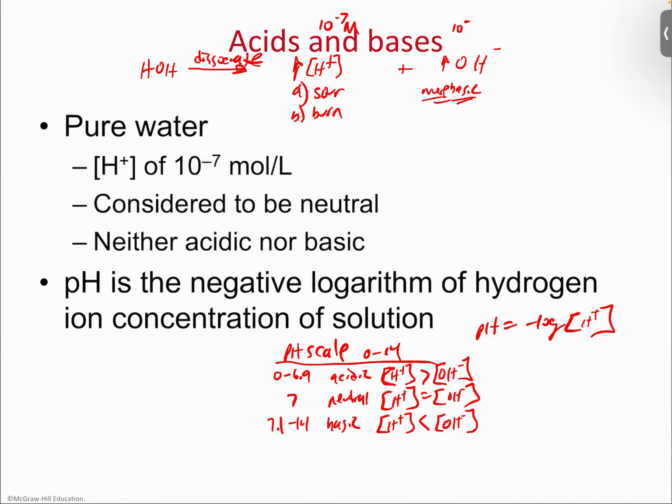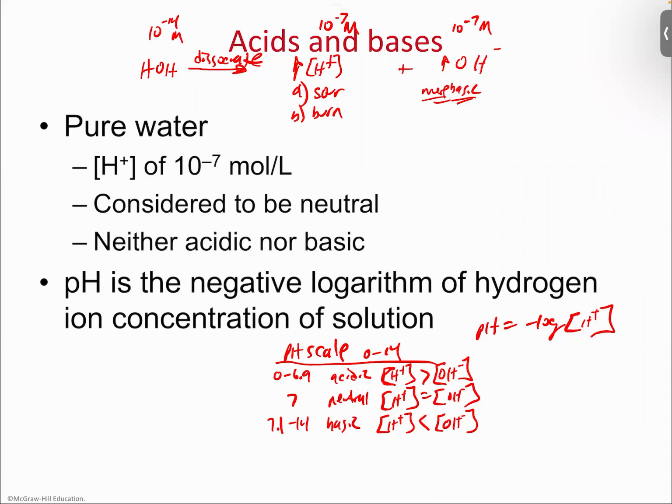Hydroxide ion, also 10 to the minus 7 molar in pure water. Now, if you take equilibrium in chemistry, you'll know that in order to get the equilibrium constant, you just multiply the concentrations of your products. So what that means is the product of the two would be 10 to the minus 14 molar.